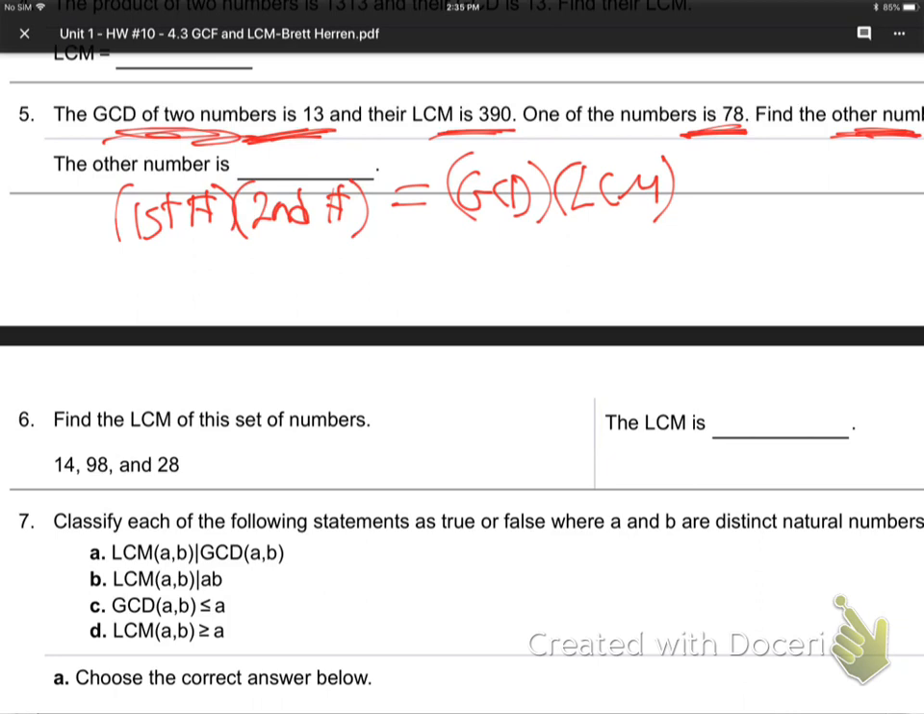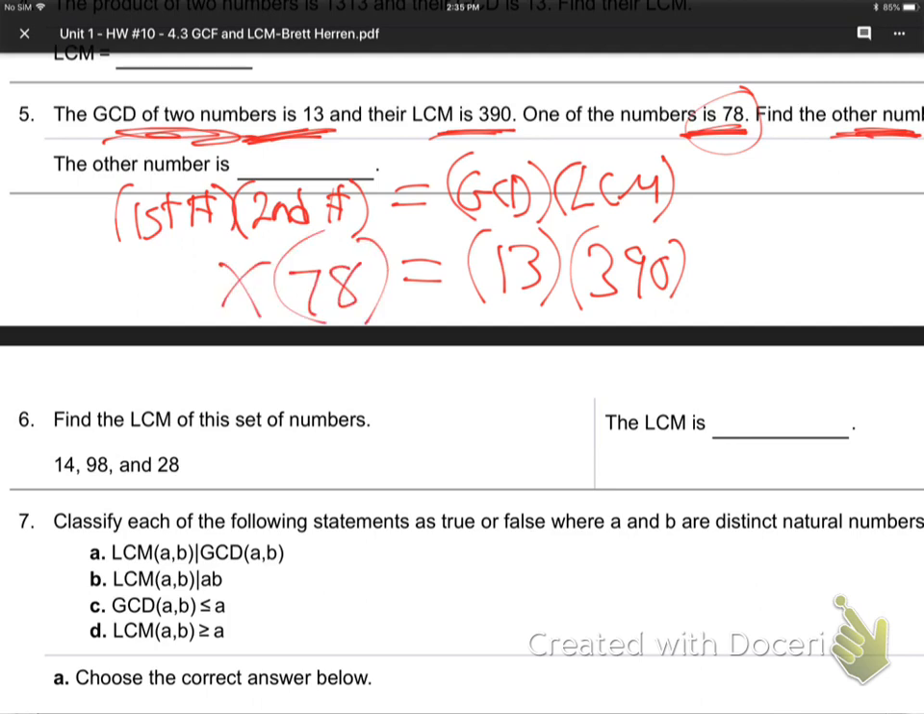So the GCD is 13, so that goes right here. The LCM is 390, that goes right there. One of the numbers is 78. It doesn't matter whether you call that first number, second number, whatever. I'll just stick it here. The other number, call it X or whatever. Call it Joe. It's just a name. So you're trying to solve that little equation for X for the other number.